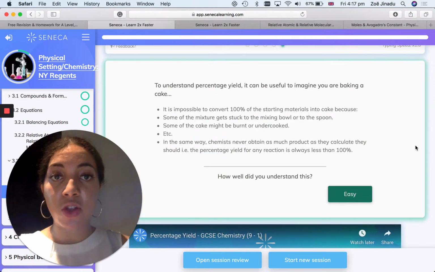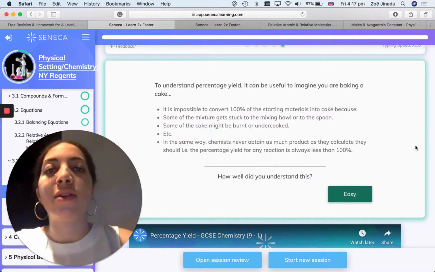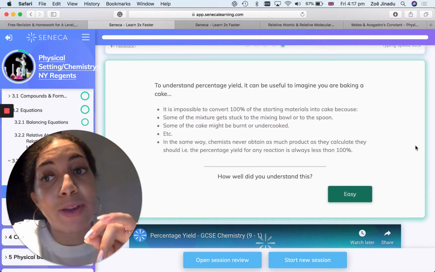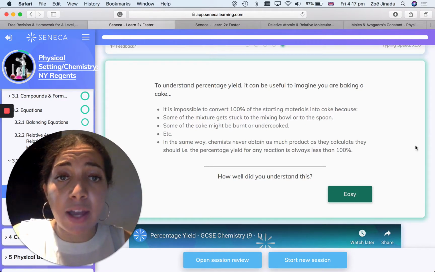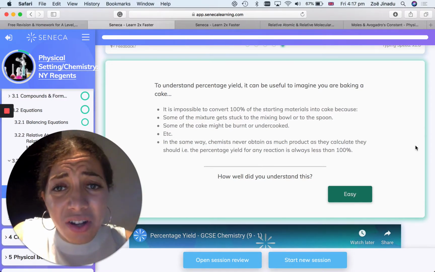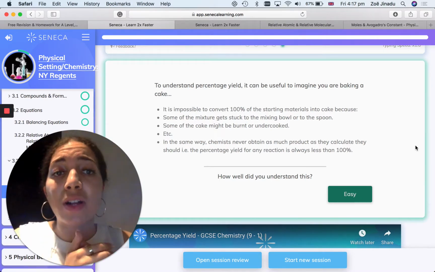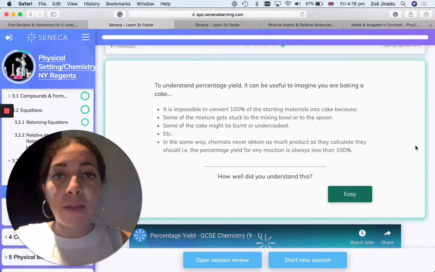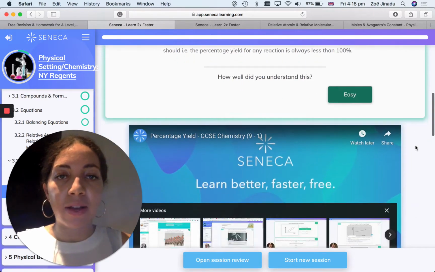To understand percentage yield, it can be useful to imagine you are baking a cake. It is impossible to convert 100% of the starting materials into cake because some of the mixture gets stuck to the mixing bowl or the spoon, or some of the mixture might get burnt or undercooked, etc. In the same way, chemists never obtain as much product as they calculate they should, i.e. the percentage yield for any reaction is always less than 100%.